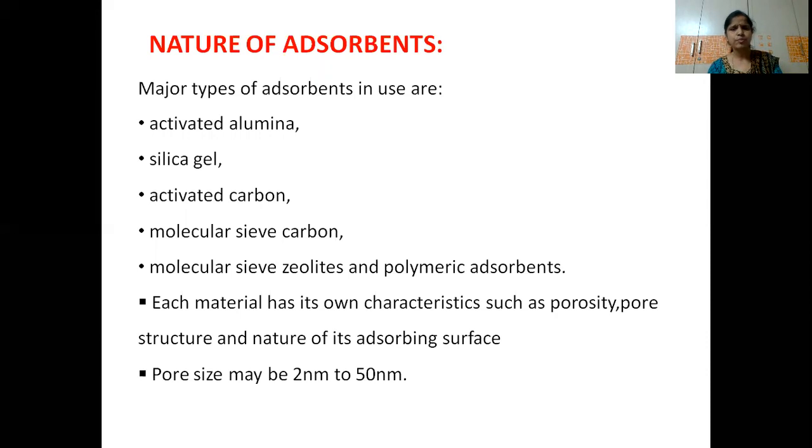These adsorbents have their own characteristic properties. That is, they have their own porosity, that is the pore size, pore structure, and the nature of the adsorbing surface, whether it is acidic, polar, or non-polar. Each of these adsorbents varies in its own properties. Generally the pore size may be from 2 nanometers to 50 nanometers. When the pore size is less, the separation will be very effective.